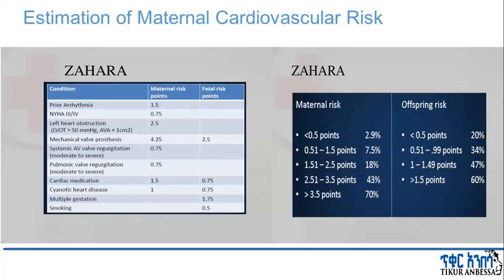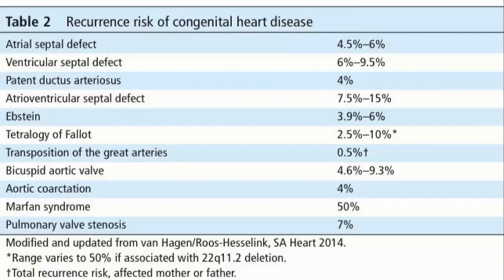The other is the ZAHARA risk stratification tool. The advantage of this ZAHARA risk score is that it estimates maternal, offspring or fetal, and neonatal risks. This is again derived from a study which includes about 1,300 patients, but exclusively with congenital heart disease, so it is not applicable for the other group of patients. Whenever we counsel the mother, we need to counsel on the maternal risk, and also the fetal and neonatal risk of pregnancy. We also need to emphasize the risk of recurrence of congenital heart disease in the offspring.